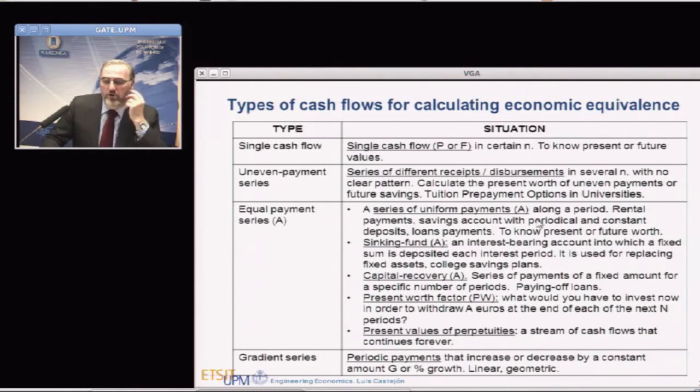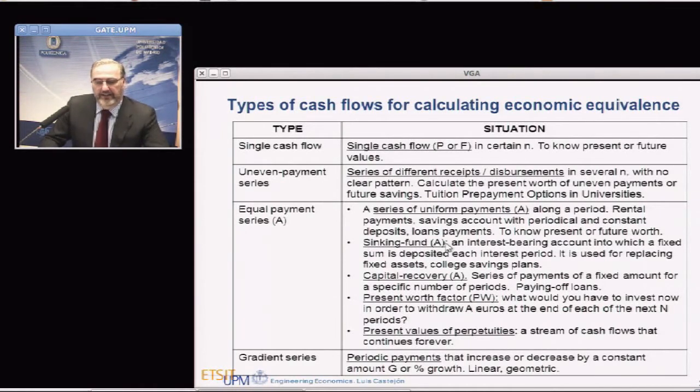For example, when you have a saving account, and you deposit in that saving account the same constant deposit. Or for example, when you have bought a car and you have a loan, or you have bought a house and you have a mortgage, which is a loan for houses, and always you pay the same amount. This is a series of uniform payments.